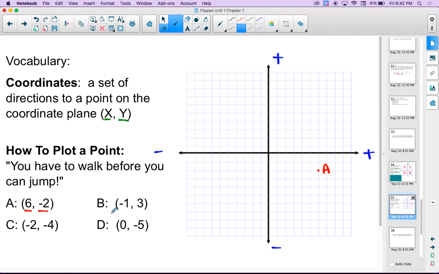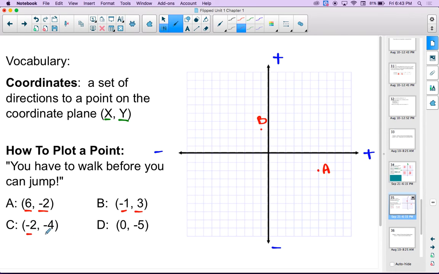Next, we'll do point B. We're going to start at the origin. We'll walk -1, jump +3. So this time we start off and we walk -1, so that's to the left. And we jump +3, that's up 3. Put your point, label it point B.